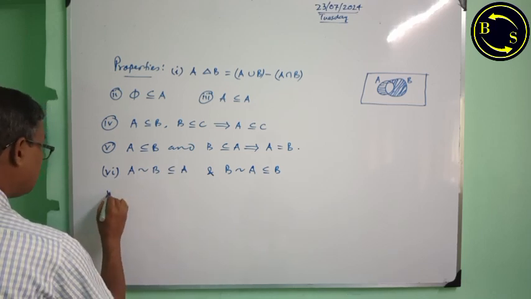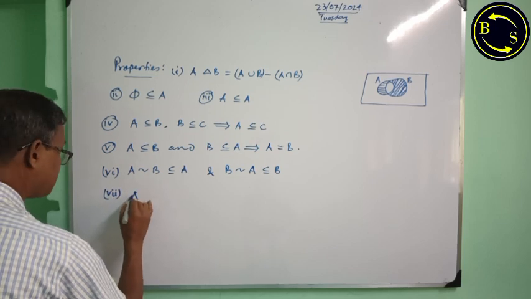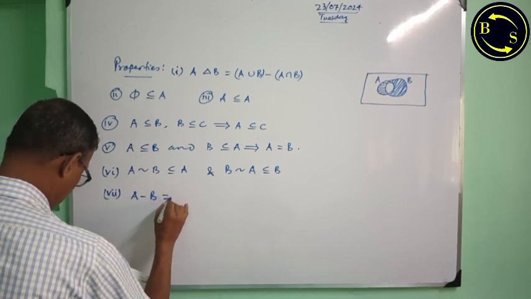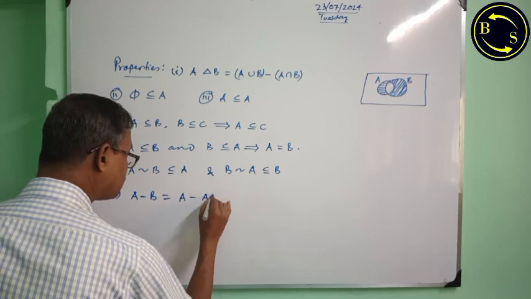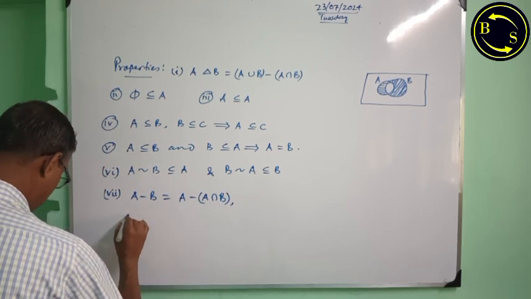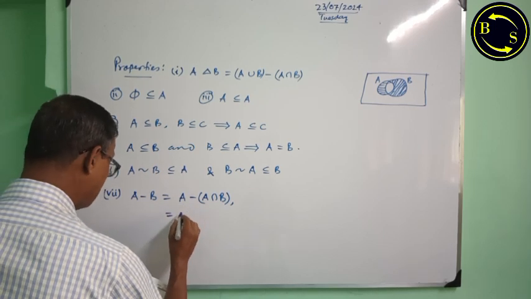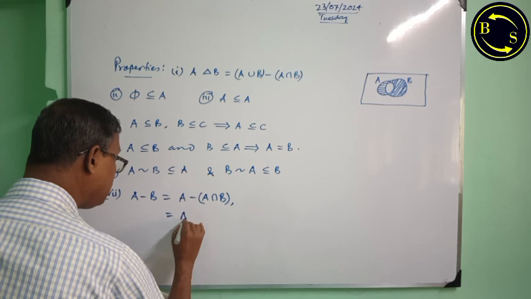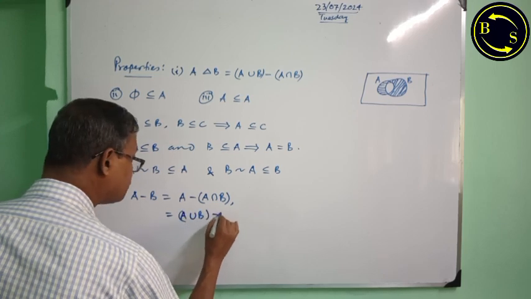And we can write A minus B as A minus A intersection B, and B minus A, or we can express that as A union B minus B.